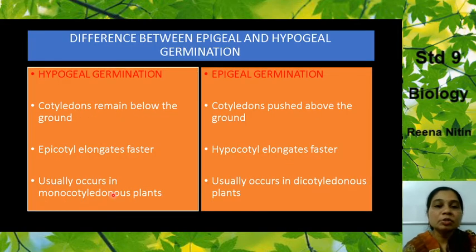Now we come to the difference between epigeal germination and hypogeal germination. In hypogeal germination, the cotyledons remain below the ground. In epigeal germination, the cotyledons are pushed above the ground, because in this the hypocotyle elongates faster, and in the other the epicotyle elongates faster. Hypogeal germination usually occurs in monocotyledonous plants. What are monocotyledonous plants? Those having only one cotyledon. And epigeal germination normally occurs in dicotyledonous plants, in which both the cotyledons rise and come above the soil.